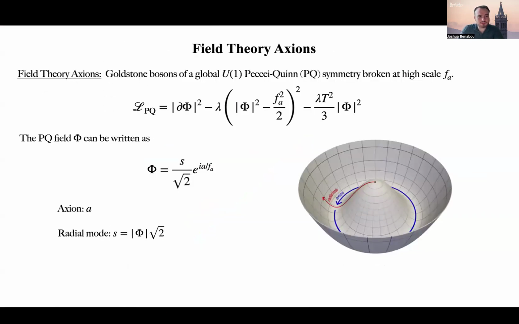In field theory constructions, the axion arises as the Goldstone boson of a global U(1) Peccei-Quinn symmetry broken at some high scale Fa. It is described by a Lagrangian of the type shown here, where the axion is identified as the phase of this complex scalar field phi, the PQ field.